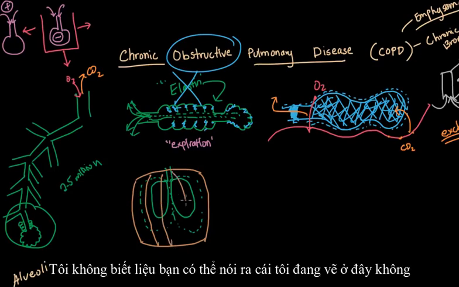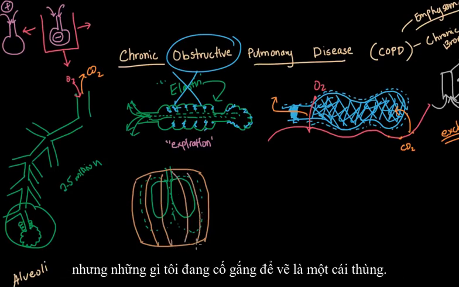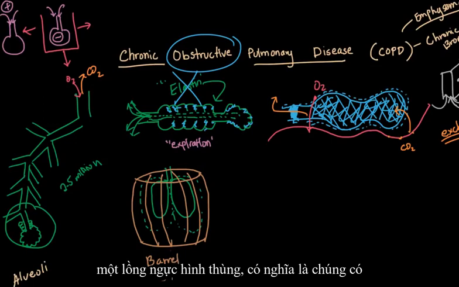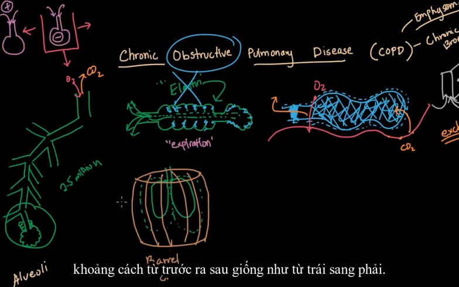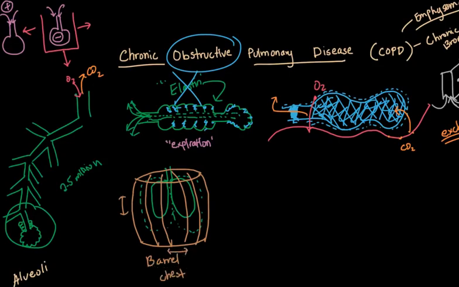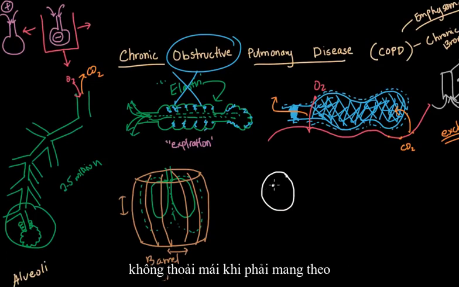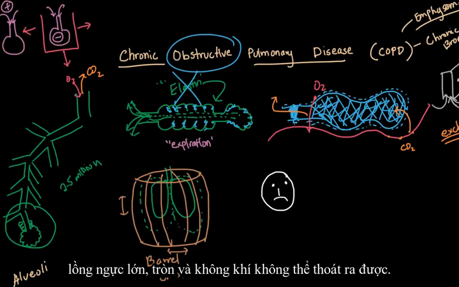I don't know if you can tell what I'm drawing at all here, but what I'm trying to draw is a barrel. Because people who have COPD are often described as having a barrel chest, which means they're almost as far from front to back as they are from left to right. With this shape changing, this person is very uncomfortable to have to carry around such a huge round chest and have air not being able to get out.